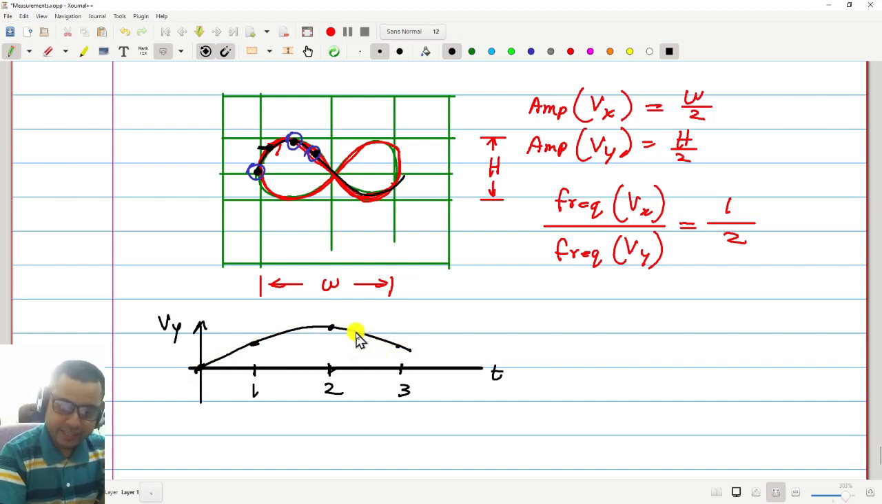Now let me take another case, which is like this. At t equal to 0, the point is here. Let me make it more oblique. T equal to 2, it is here. T equal to 3, it is here. T equal to 4, it is here. T equal to 5, it is here, and so on. Then how will the waveform be?